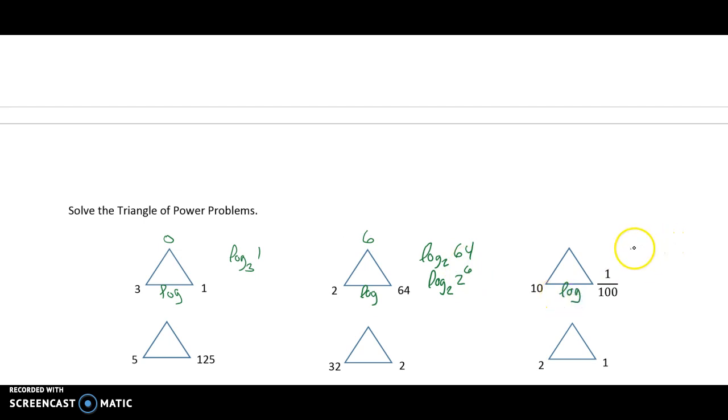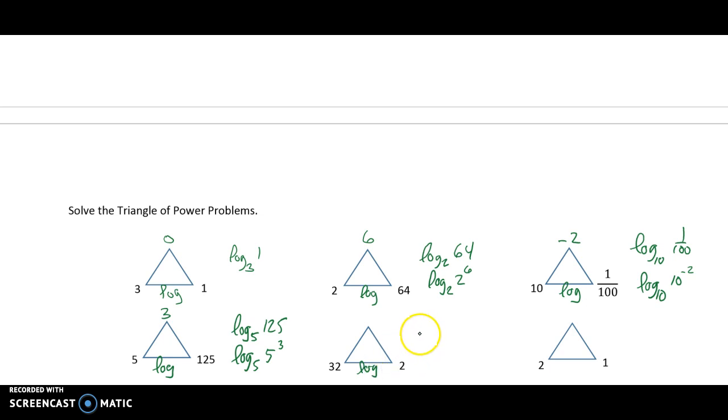Log here. So again, we're thinking log base 10 of 1 over 100. Or again, we could write that as log base 10 of 10, and we've got to get that down to the bottom. And then 10 squared is 100. So this answer should be negative 2. And log down here, log base 5 of 125. So again, trying to rewrite log base 5 of 5. 5 to what power is 125? That should be 3. So our answer is 3.